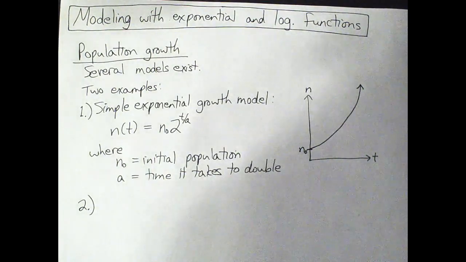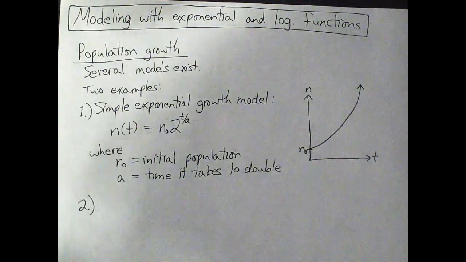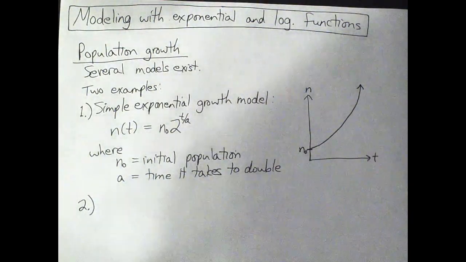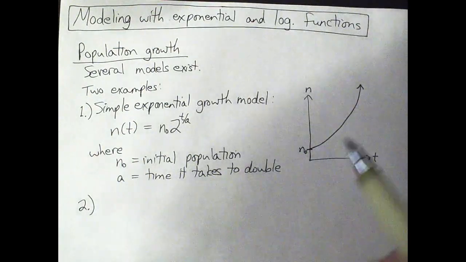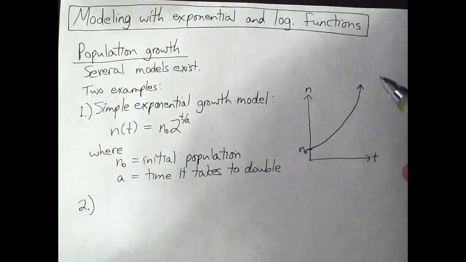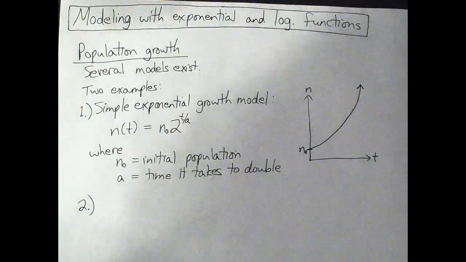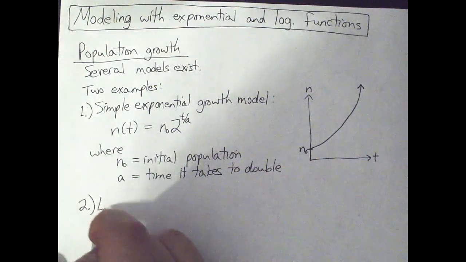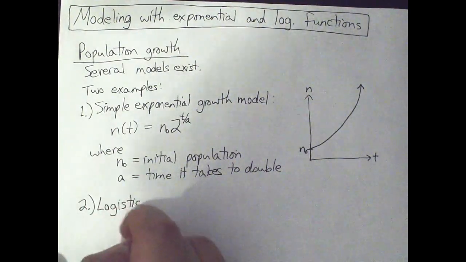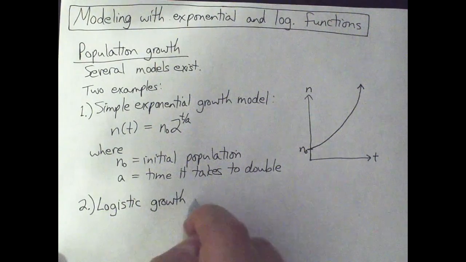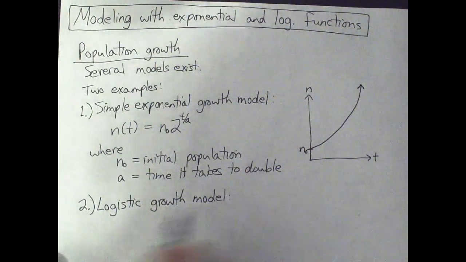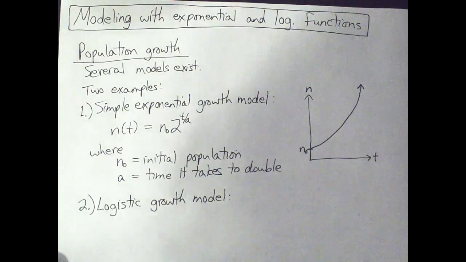In real life, populations do grow somewhat exponentially at first, but they might not grow like that forever. I mean, is it realistic to say that this curve is just going to keep going up and up and up exponentially without any kind of upper bound, without any kind of limit? So another type of growth model that exists is called the logistic growth model. And it tries to address this issue. It tries to make a model that's a little bit more realistic.